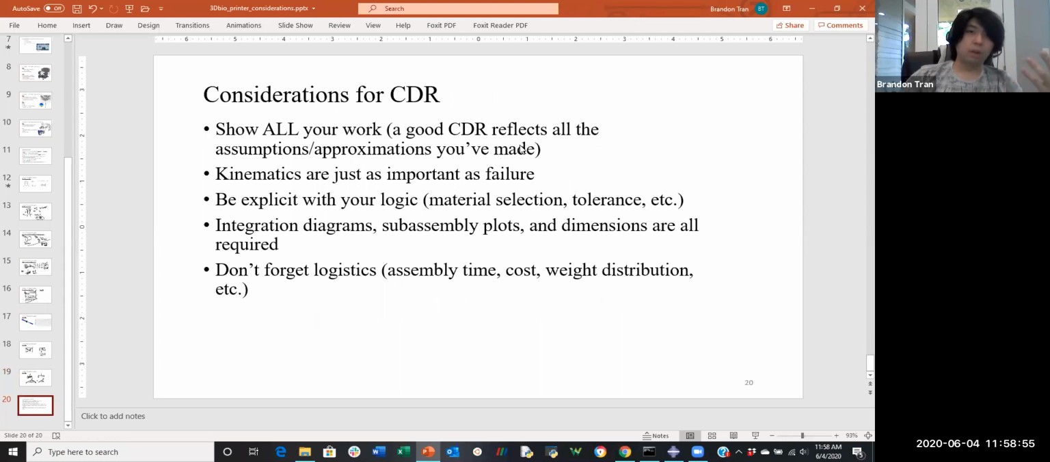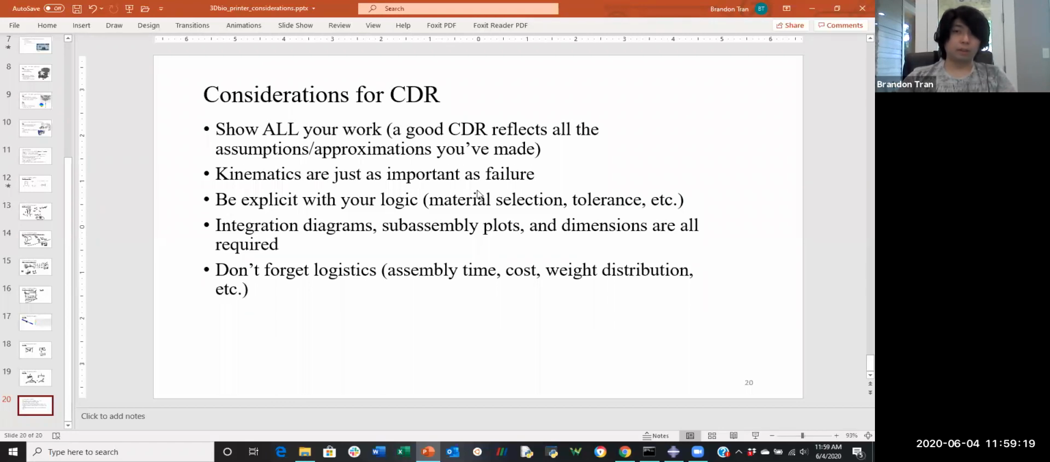So the overall considerations you need to do for a concept design report, and some that I did not see when I was looking at the prior reports, is to make sure you show all of your work. Make sure you give all your approximations, assumptions, and solutions, because a lot of people might be looking for that if they're going to break off of your design. They want to know what your logic is. So you need to make sure your CDR reflects that.